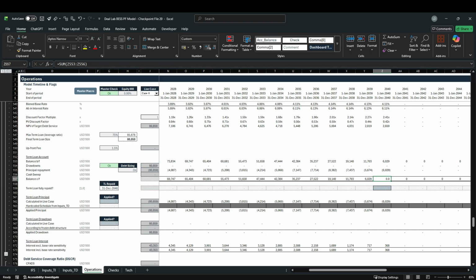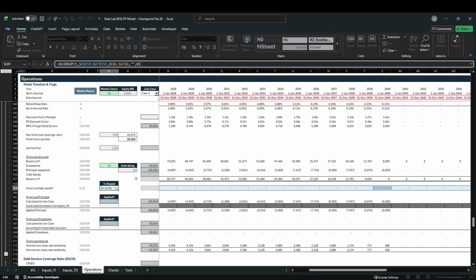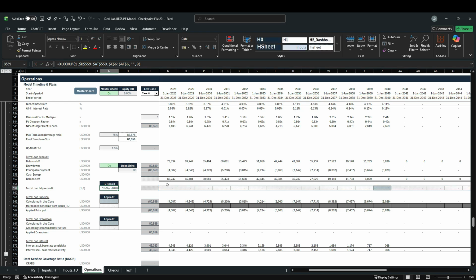And let's just see how many digits these are. And you can see this is a really tiny number, and that is due to rounding differences when we run our macro. And that calculates us automatically with an XLOOKUP function our term loan repaid date, which is the 31st of December 2040. And this can then later on feed into our scenario output sheet, so that you can clearly see when our final repayment is under which scenario.